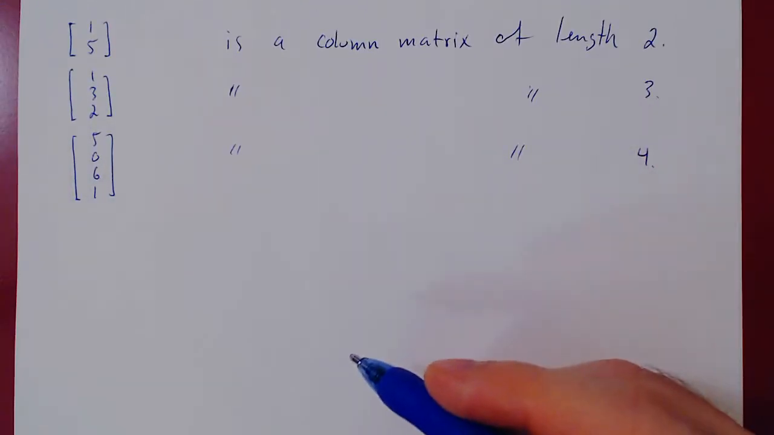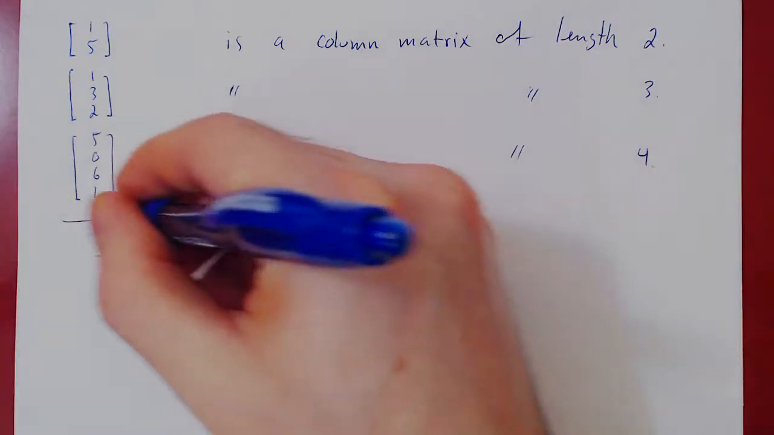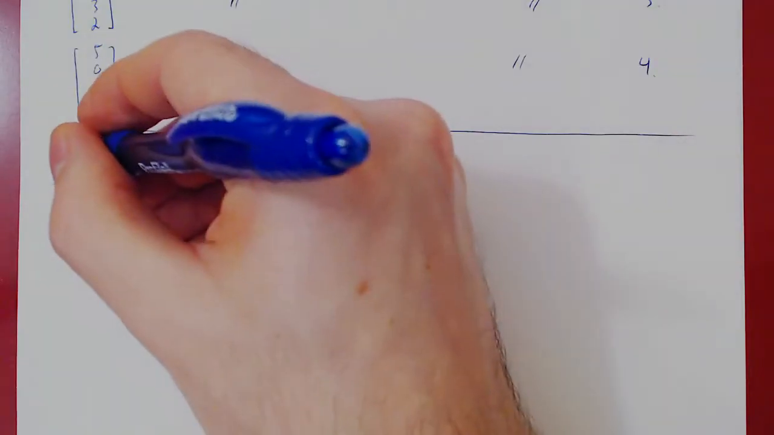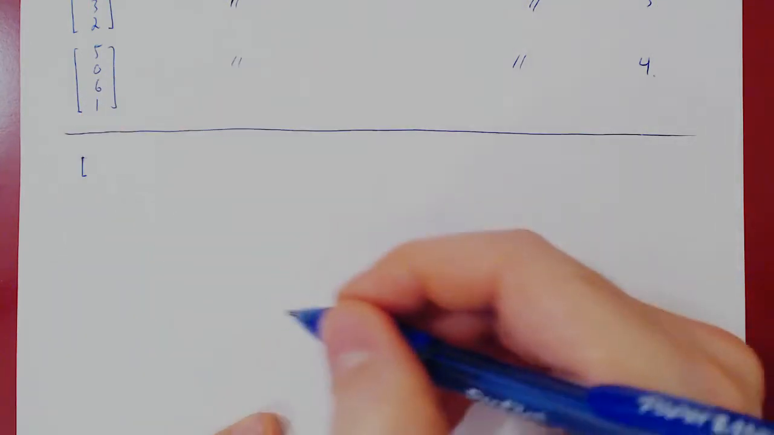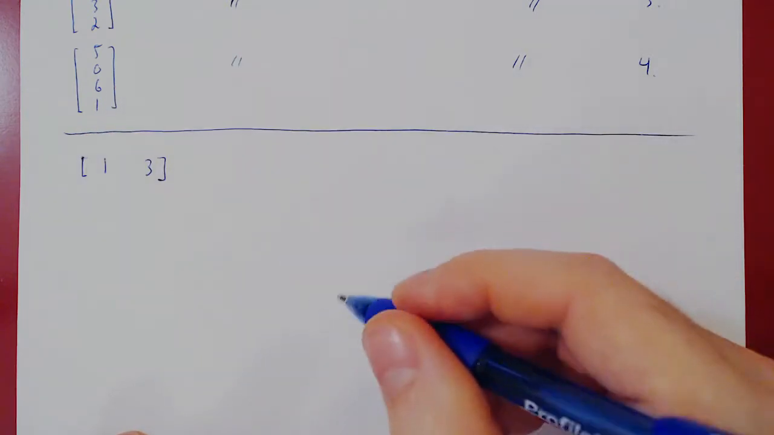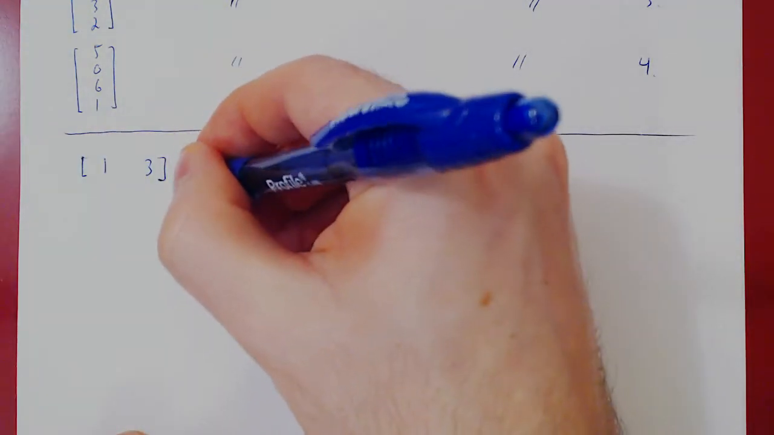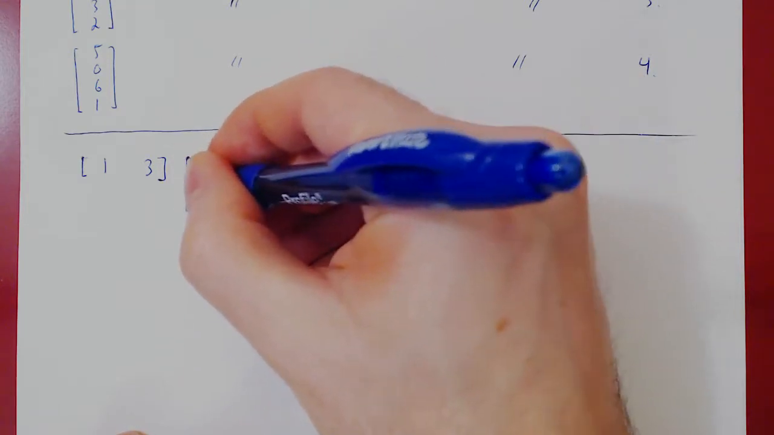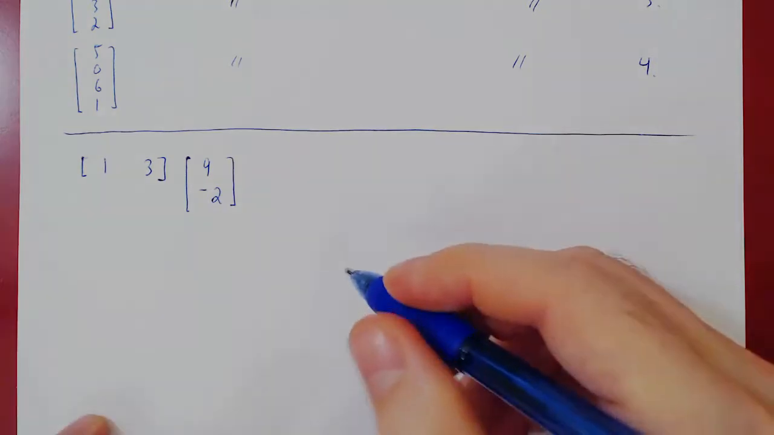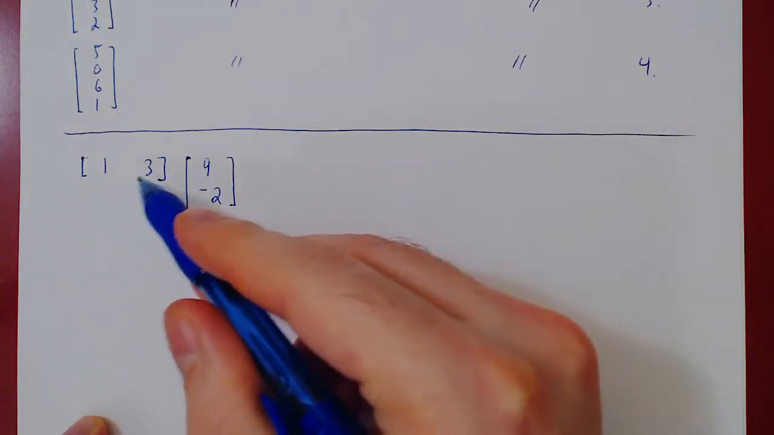So here's our first definition. Let's take a simple example, and then we will generalize. So if I give you, say, a row matrix of length 2, say 1, 3, and a column matrix of length 2, say 9, minus 2, the question is, how can we multiply a row times a column matrix?